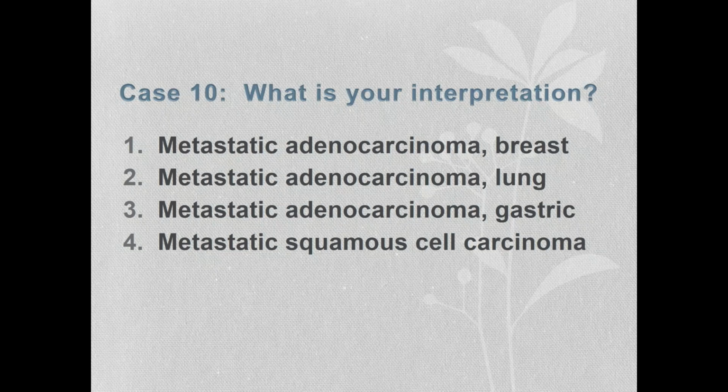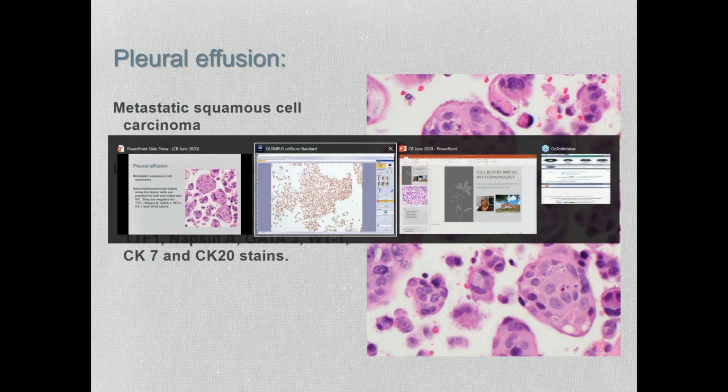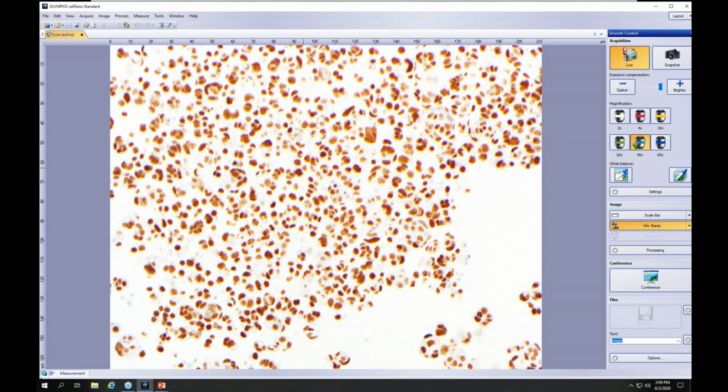Okay, this was quite an unusual case. You know that those cells are balled up. This actually turned out to be a metastatic squamous cell carcinoma. The immunohistochemical stains showed positivity for P40 and cytokeratin 5-6, and they were negative for TTF1, Napsin A, GATA3, WT1, cytokeratin 7, and 20 stains. And I'll just show you again that P40 stain, which you can see is really positive. It's a nuclear stain, and it's picking up that positivity here in many of the nuclei, almost all of them.